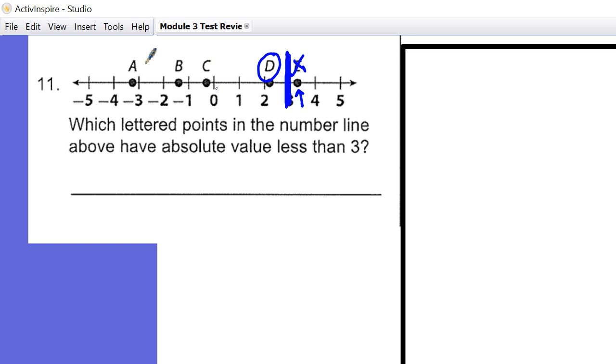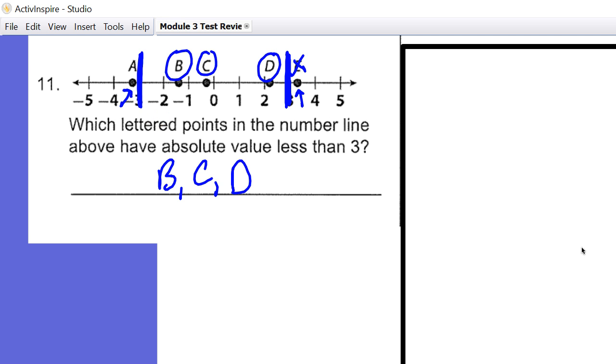C is on the negative side, so maybe what I'll do is draw a line at -3. And so everything in between those is going to have an absolute value less than 3. A, this one right here, is just a little bit past -3. It's going to be about -3.1 or -3.2. Well, that has an absolute value of 3.1 or 3.2. That's more than 3. So the options are all those numbers that are in between. So the answer is B and C and D.